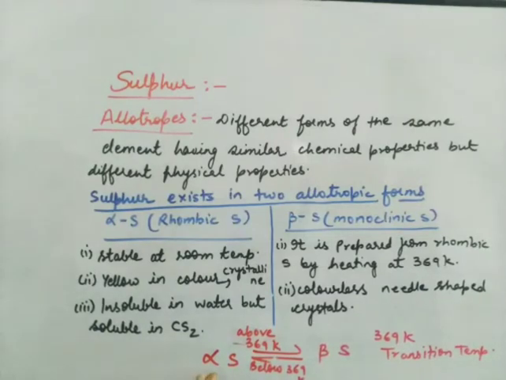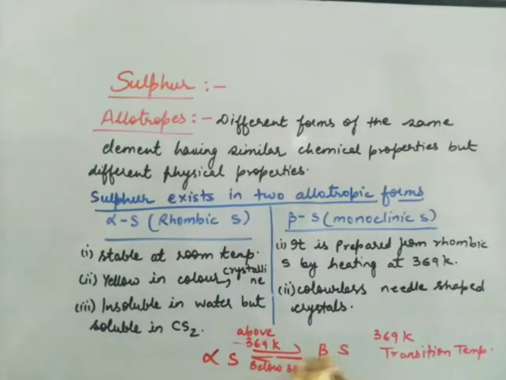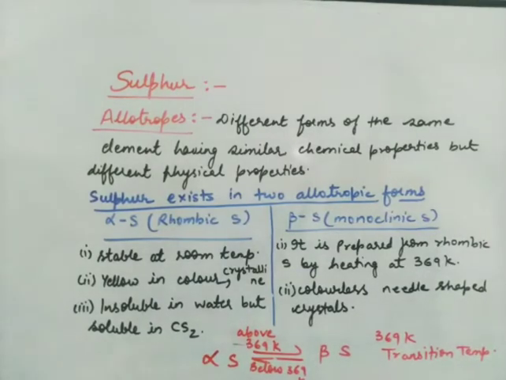So alpha sulfur and beta sulfur are interconvertible. Above 369 Kelvin, alpha sulfur changes to beta sulfur, and when the temperature is below 369 Kelvin, beta sulfur can be changed to alpha sulfur. So this 369 Kelvin temperature is known as the transition temperature. So these are the properties of the two allotropes of sulfur.